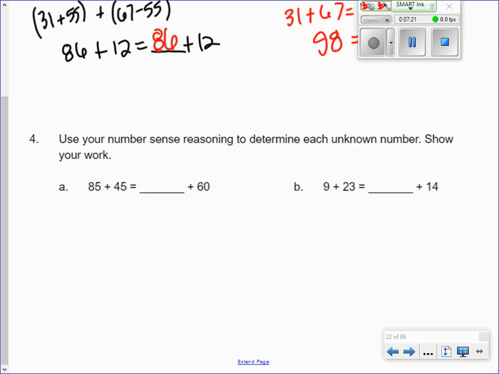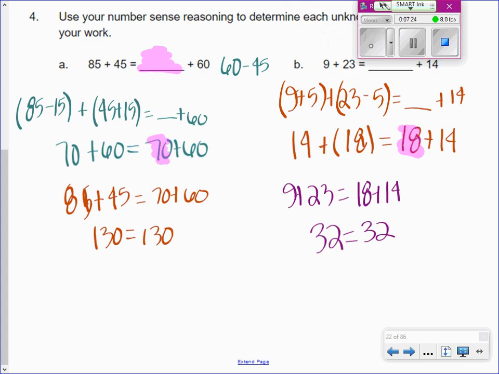I want you to pause the video and do A and B. Do that now. All right, here's what I came up with. A, I did it just like we did on top. B, I changed a different number. I don't need the parentheses there. I'm just going to fix that. It just needs to be 18. I knew that I could add 5 to 9 to get 14. So rather than making it look exactly like it, if you notice this says 14 plus 18 equals 18 plus 14. But because of the commutative property, I can flip these around and they still equal the same thing.